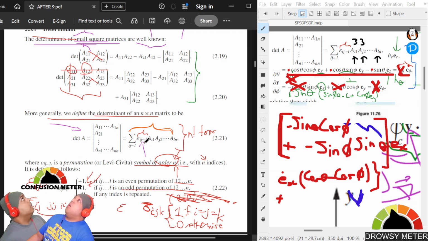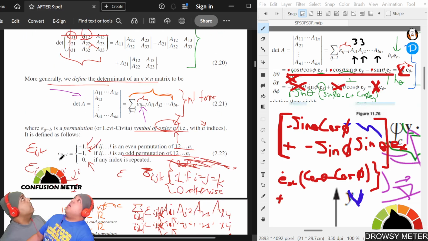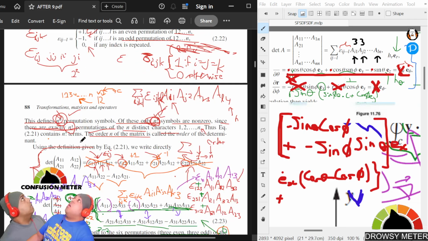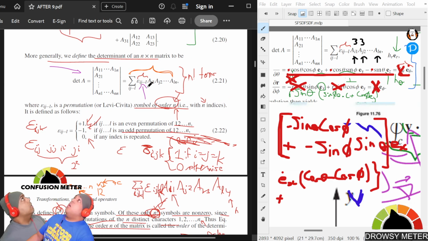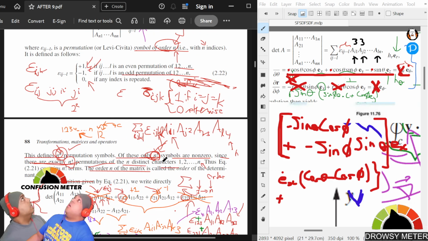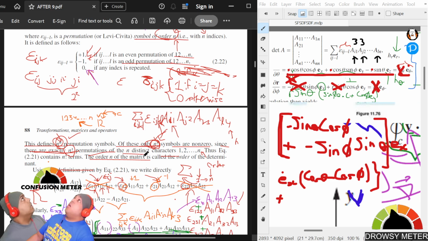Levi-Civita of order n indices. There are n to the n permutation symbols if you rearrange them, but only n factorial of them survive because the rest of them are 0, because any index repeated is 0. The order n of the matrix is called the order of the determinant.